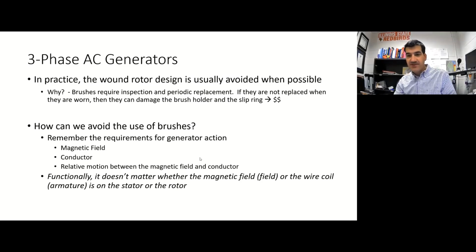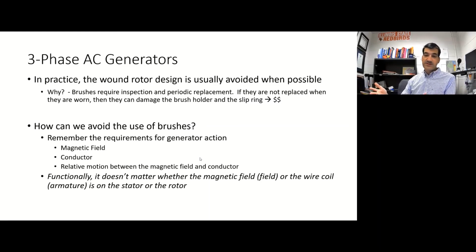We don't have to use brushes if we swap which is on the rotor and which is on the armature. So what we've talked about so far is the armature on the rotor, and so we use slip rings and brushes to get the electricity from the rotating rotor off to the stationary electric grid. But if we had the armature on the stator, then it's already stationary and we don't have to use slip rings or brushes. So that offers a lot of convenience if we do that.